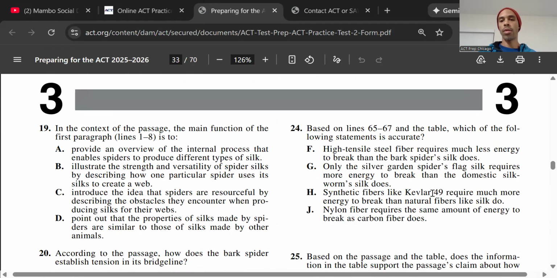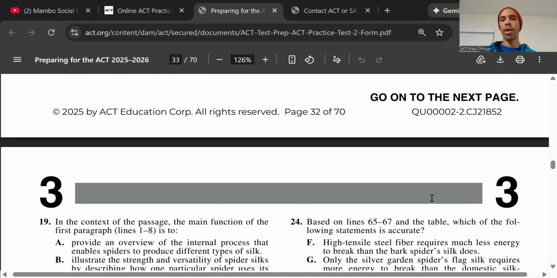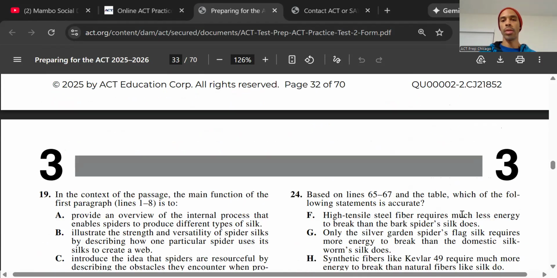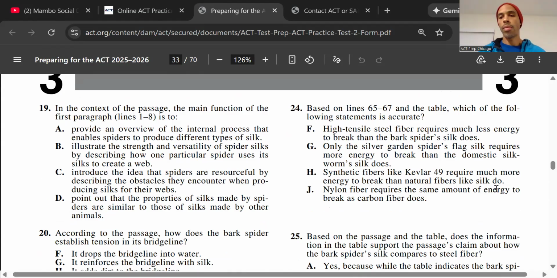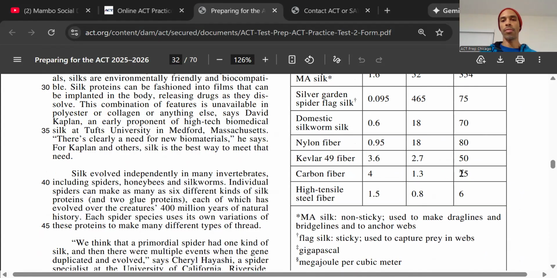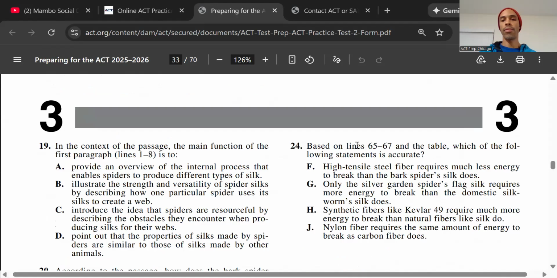Synthetic fibers like Kevlar 49 require much more energy to break than natural fibers like silk do. No, the natural fibers were the spiders above, the bark spider, silver garden, and domestic. They have a higher toughness, which means they require more energy than the Kevlar. All three of those are natural and require more than the Kevlar, which is synthetic. So that's not correct. Nylon fiber requires the same amount of energy to break as carbon. No, nylon fiber has a toughness of 89, carbon has a toughness of 25. That means nylon fiber requires more energy to break than carbon. So F is the only possibility.